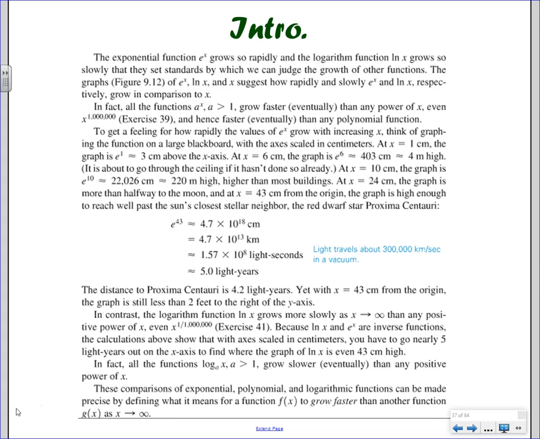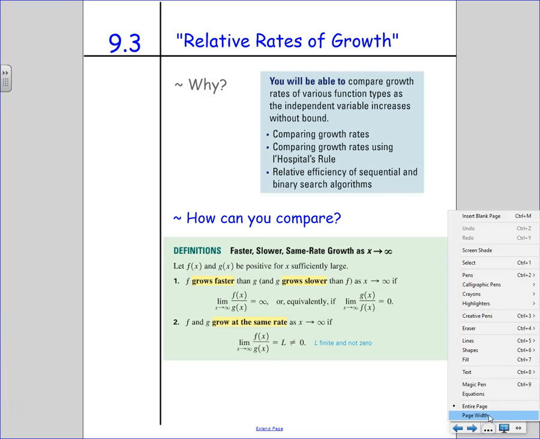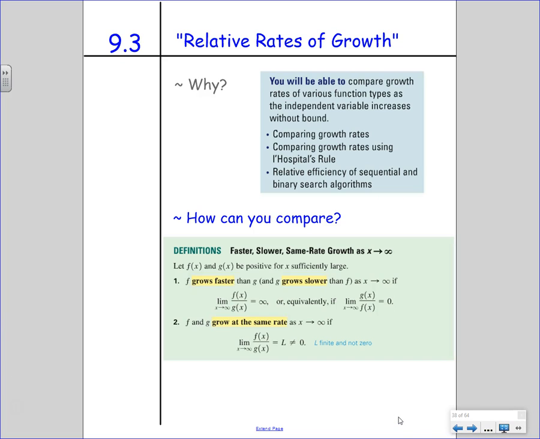What are we talking about? Comparisons. What about comparisons? Relative rates of growth. And this can lead up to things like relative efficiency of sequential and binary search algorithms. Interesting. Efficiency. What makes a certain app more efficient than another one?